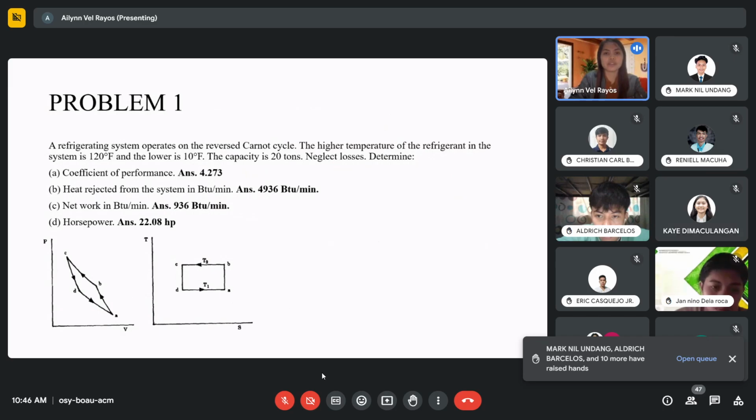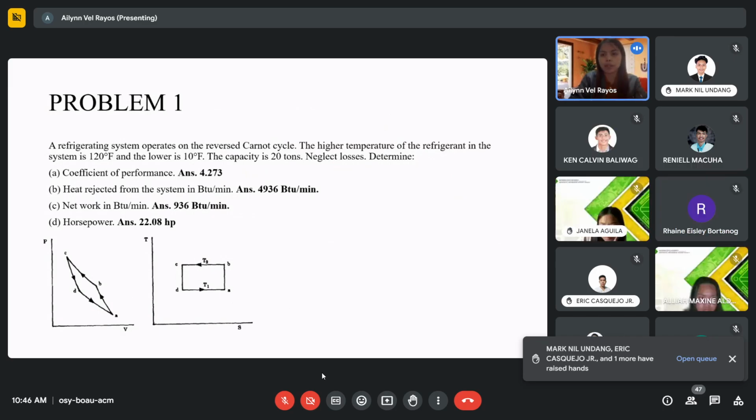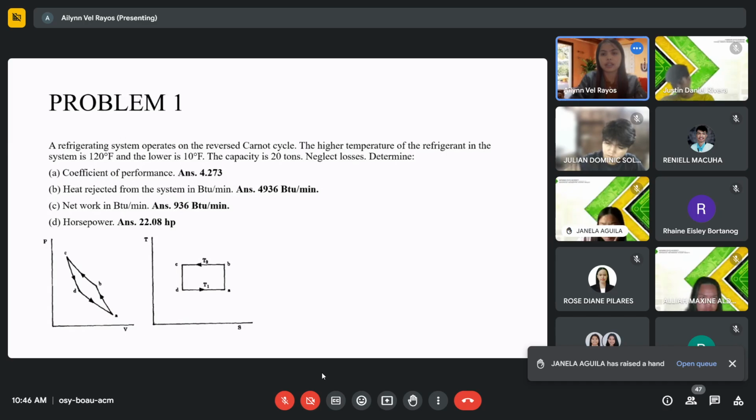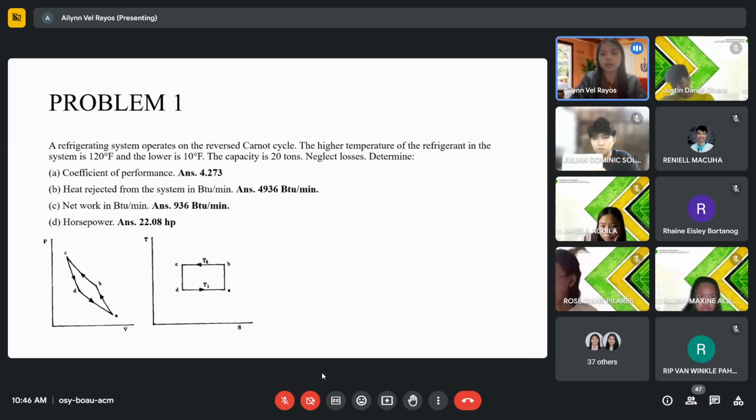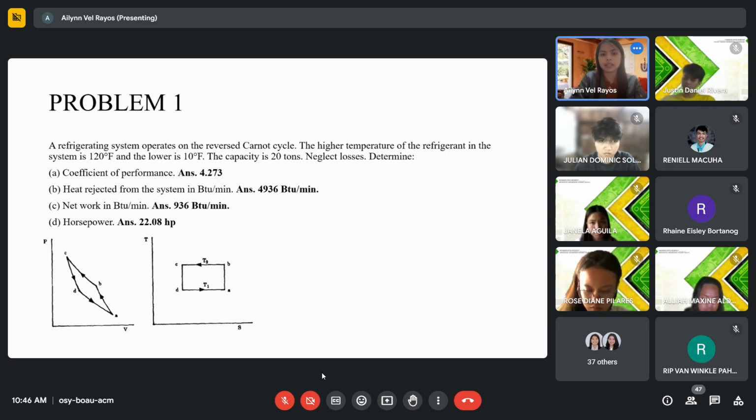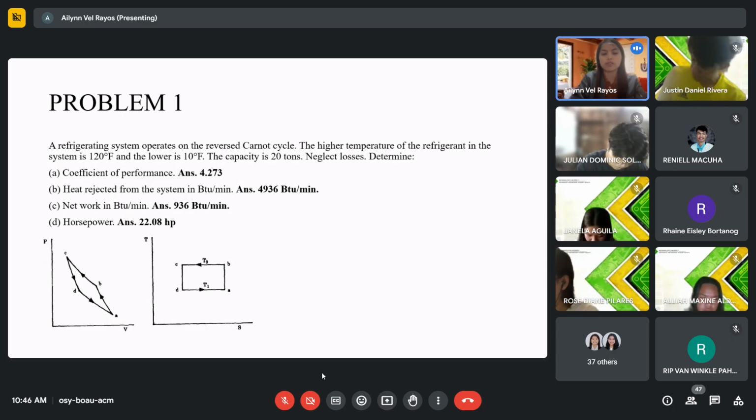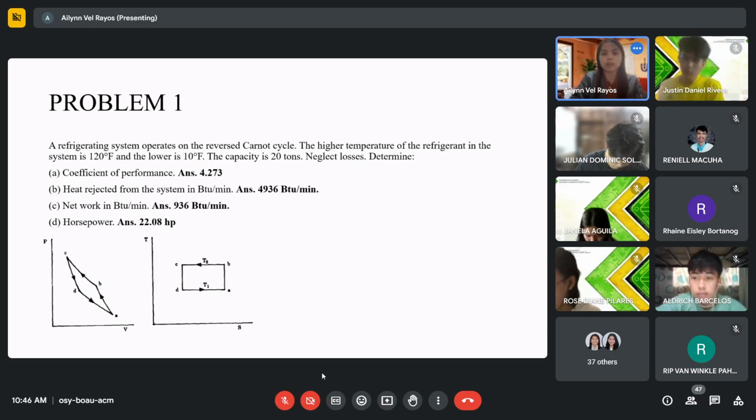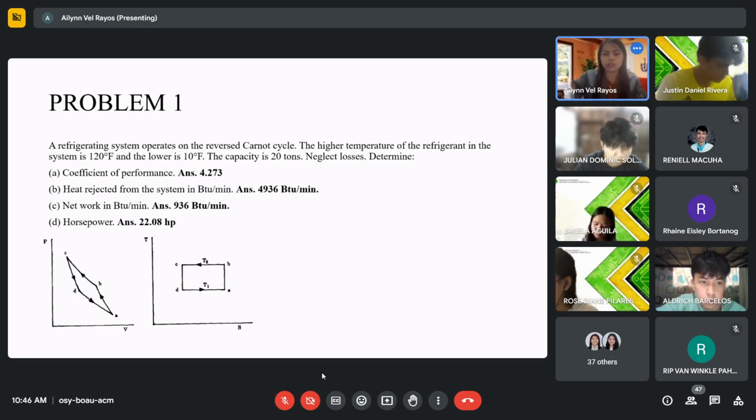Okay, so for this one, kindly read the problem, Aldrich. And then I will require everyone to solve and provide the TS diagram with its corresponding heat added, heat rejected, and work. TS diagram first. I'll give you 5 minutes for the TS diagram. You also need to put the given temperatures in the TS diagram. Kindly read the problem, Aldrich.